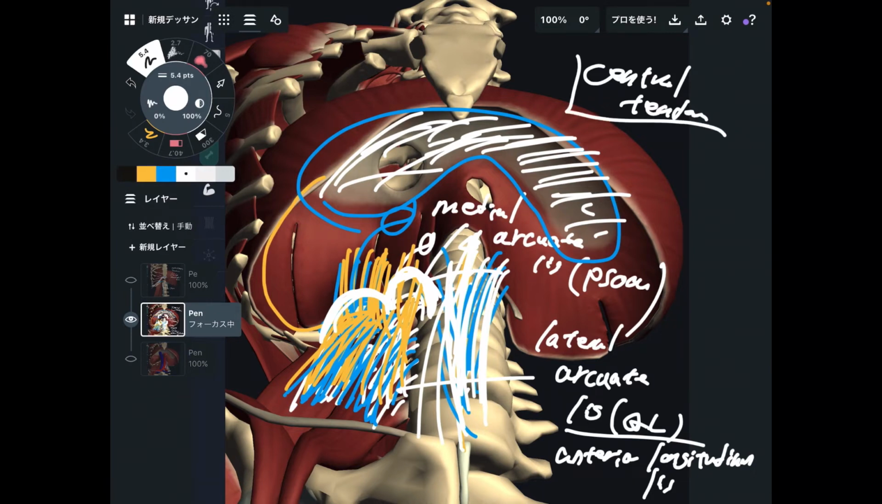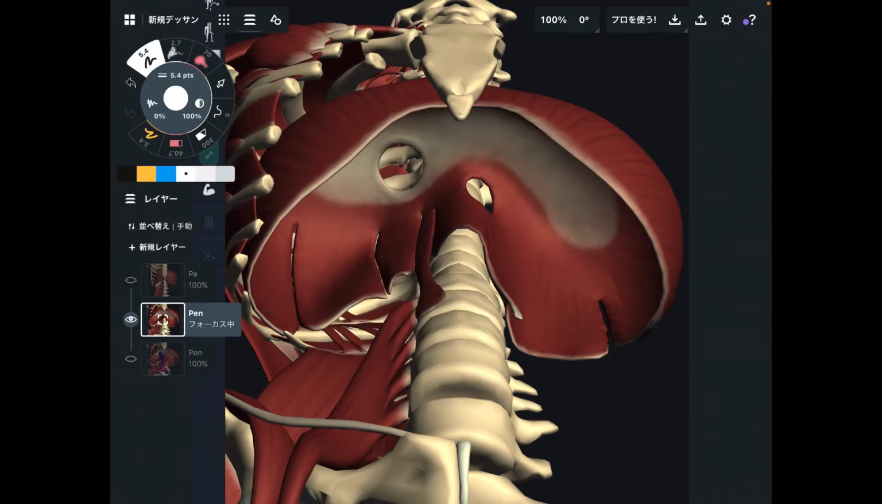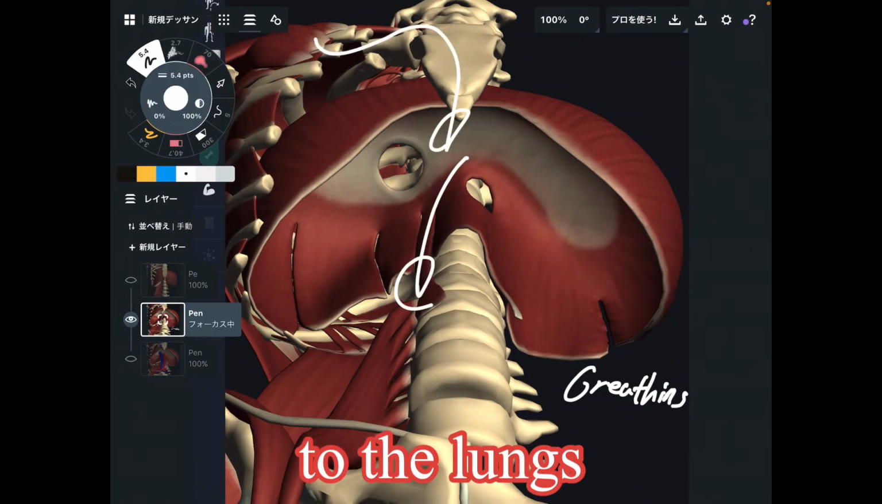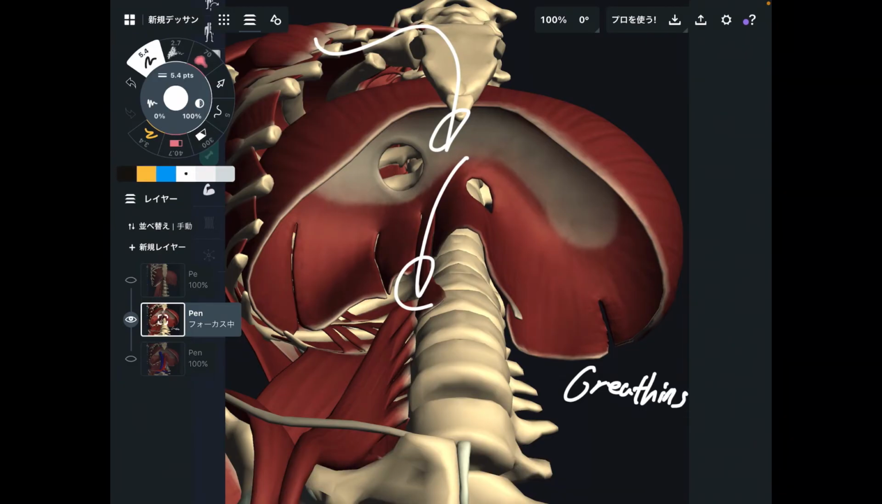So let me explain the function of diaphragm. Okay, what is the main function of diaphragm? That is, of course, breathing. As diaphragm contracts, that brings diaphragm lower down. Then what's going to happen for our lungs, for our breathing system? We take air in. Then as diaphragm goes up, air goes out. This is the primary breathing muscle, correct?